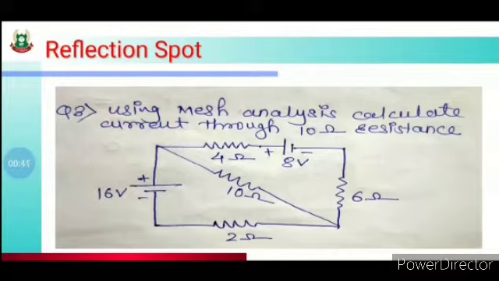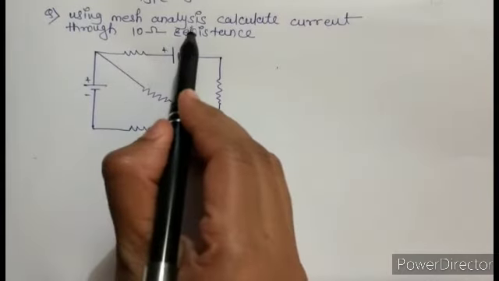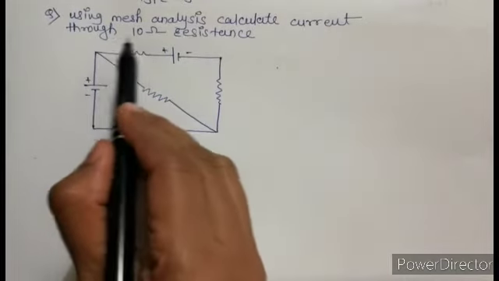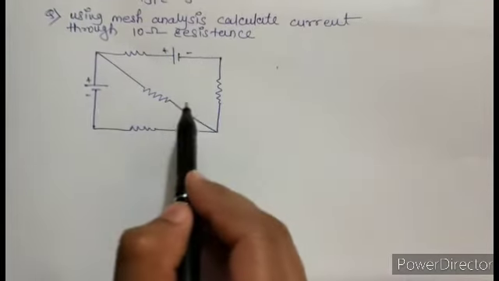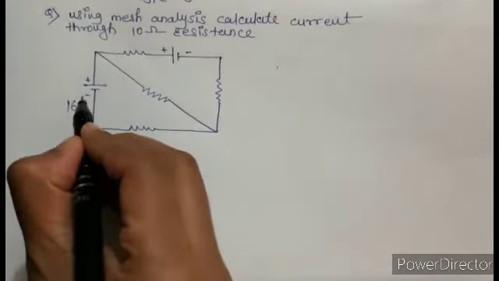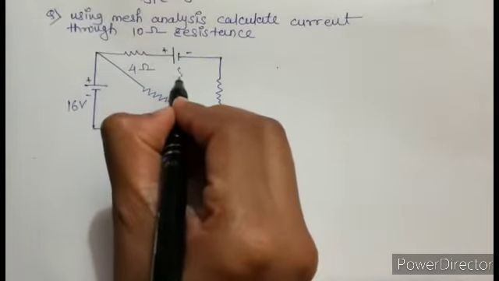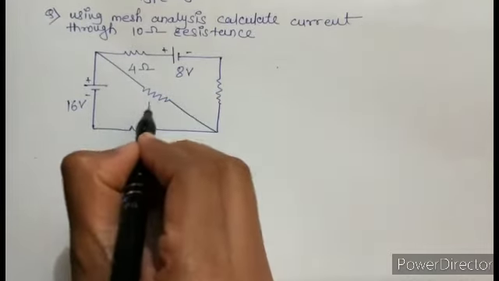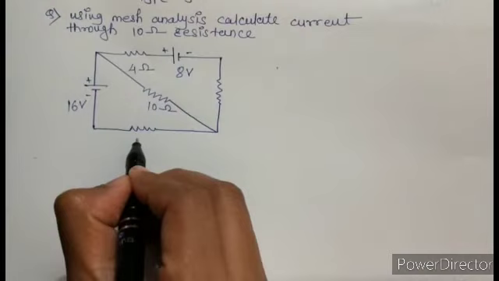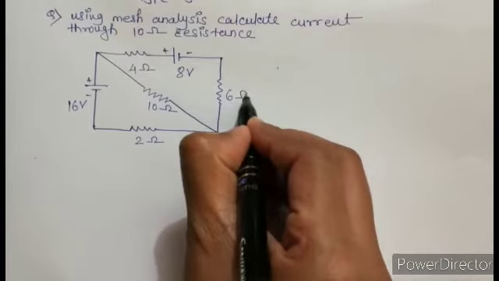In the previous video, we solved KVL numericals of type 1 and type 2. In this video, we learn type 3 numerical. Using mesh analysis, calculate the current through the 10 ohm resistance. This is one example in which the value of this voltage is 16 volt, the value of this resistance is 4 ohm, the value of this voltage is 8 volt, this is 10 ohm, this resistance is 2 ohm and the value of this resistance is 6 ohm.